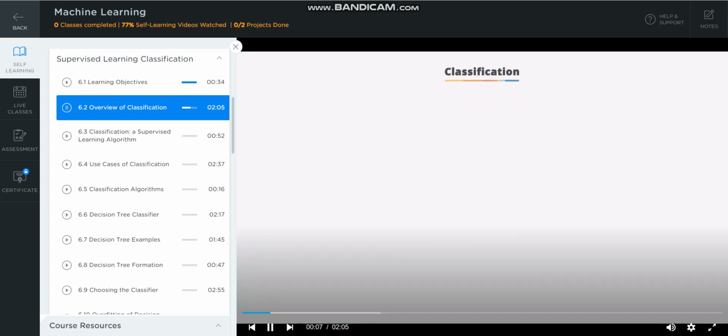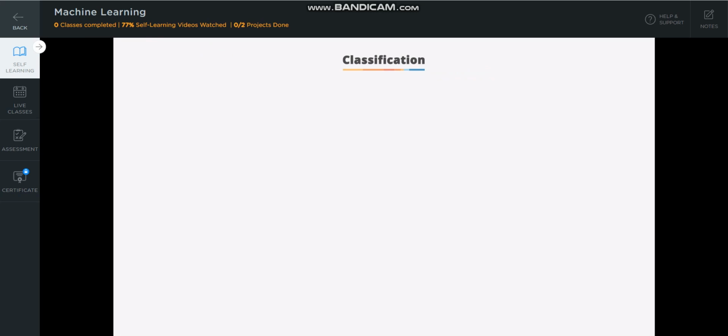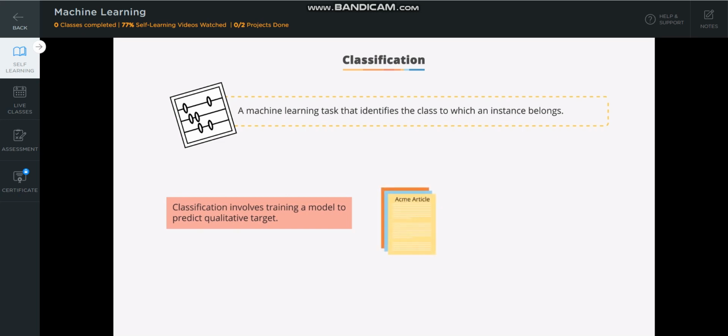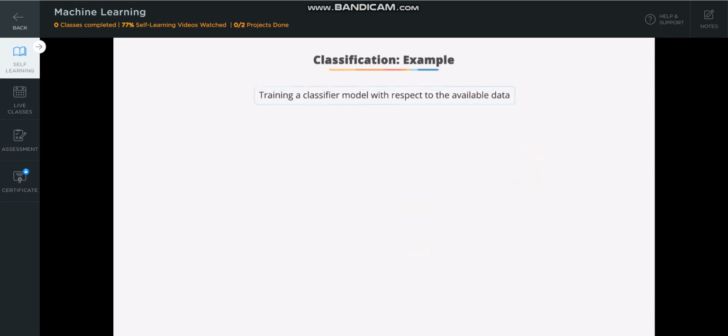Let's first understand what classification is. It is a machine learning task that identifies the class to which an instance belongs. Classification problems are when you are training a model to predict a qualitative target. For example, a news article can be classified based on its features under technology, sports, or entertainment domains, respectively. Let's look at the classification example, which includes training a classifier model with respect to the available data.